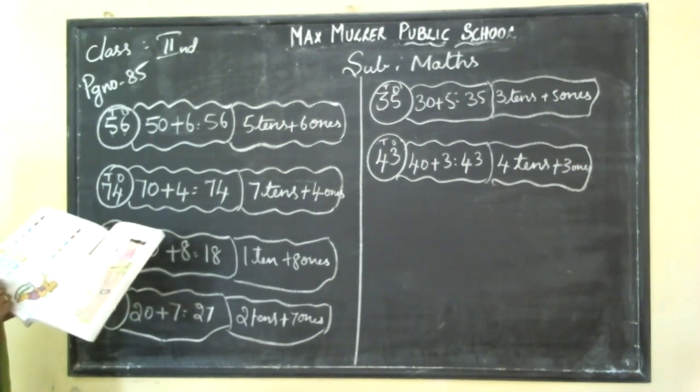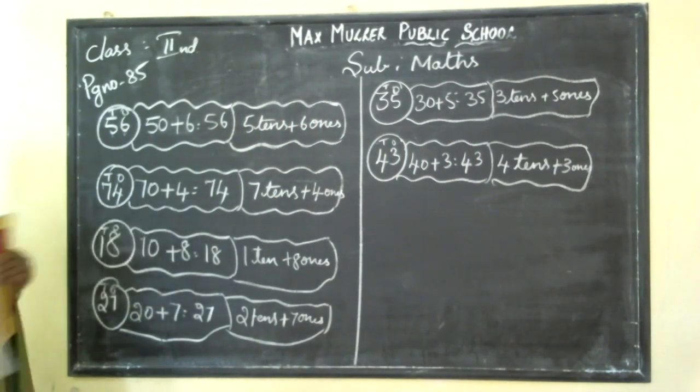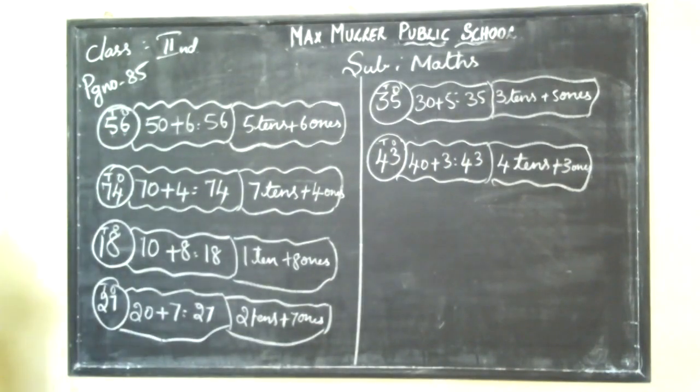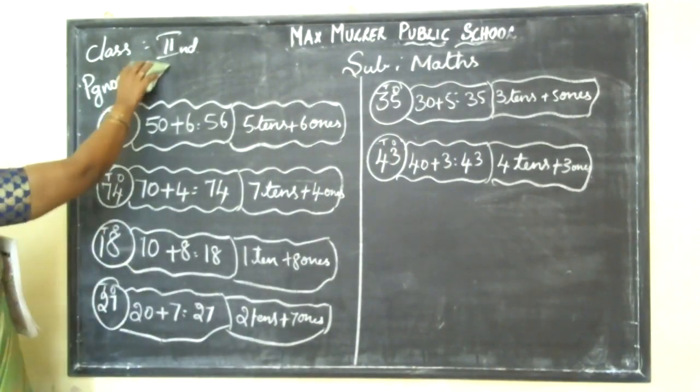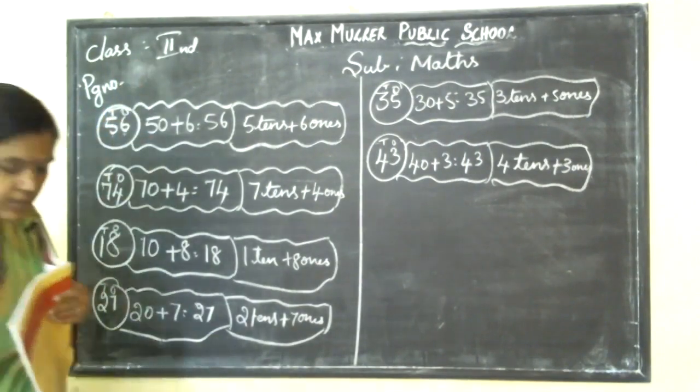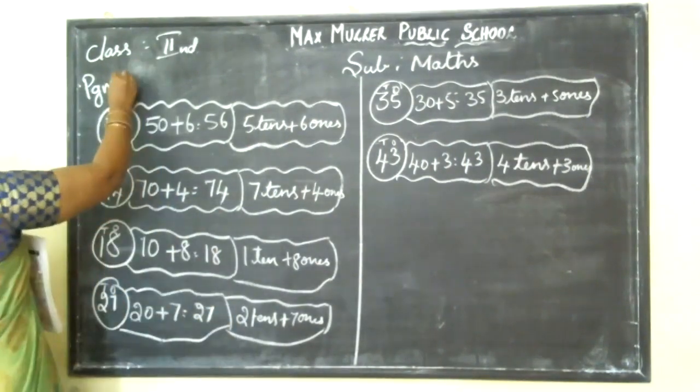Now we will go to page number 86. Understood? 86. Finish it neatly, children. I will give you 2 minutes to write neatly. Sharpen your pencil. Don't make mistakes. Page number 86.